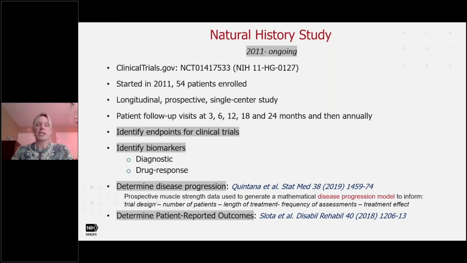A so-called disease progression model was developed specifically for GNE myopathy. It was published last year, and this disease progression model will be used as one of the outcomes for the upcoming trial. And patient-reported outcomes, so that is, those are questionnaires for patients to identify if patients can improve on certain therapies.